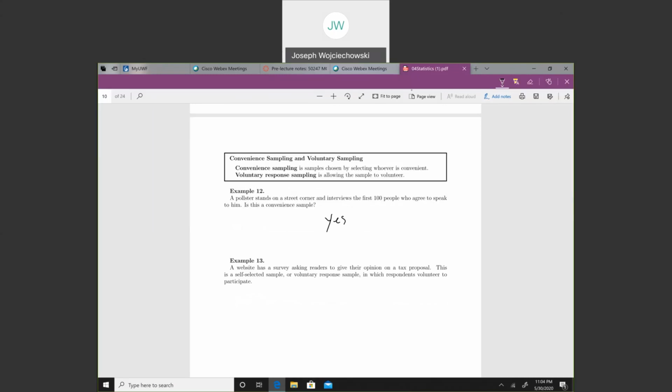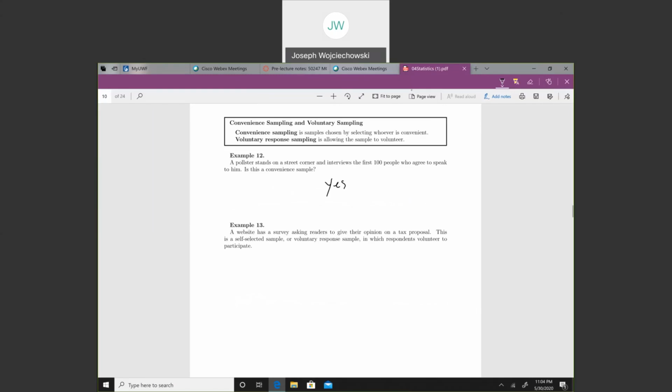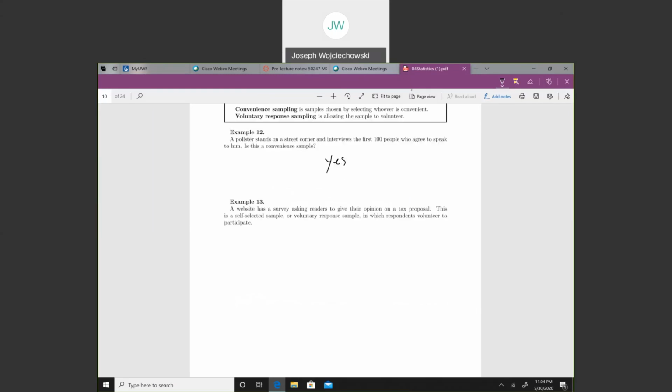A website has a survey asking readers to give their opinion on a tax proposal. This is a self-selected sample or voluntary response sample in which respondents volunteer to participate.